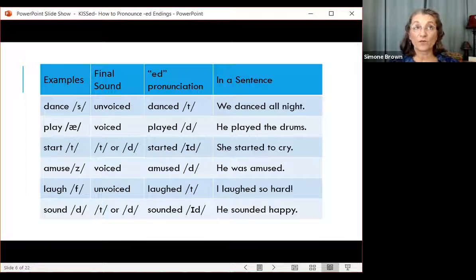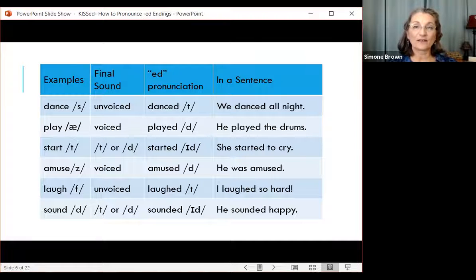What about the word start? Actually, that's a T. If it's a T or a D, now we add another syllable. Started. She started to cry. Started. You see, it's two syllables. Amuse, amused. He was amused. He was amused.